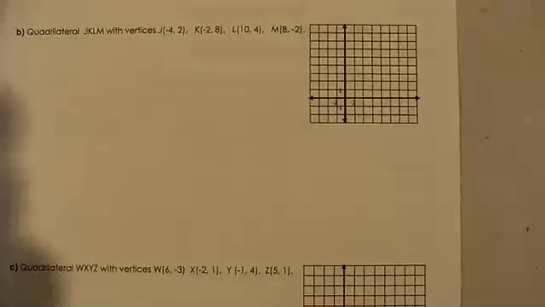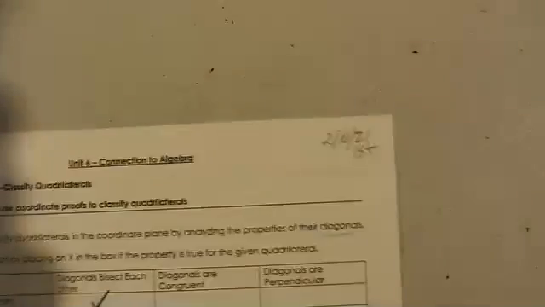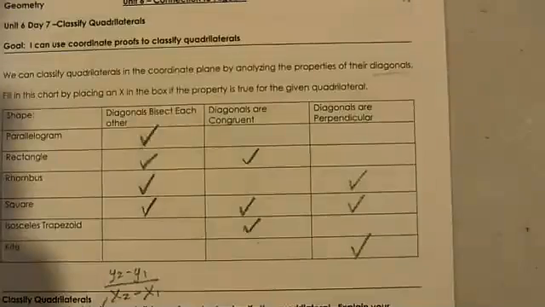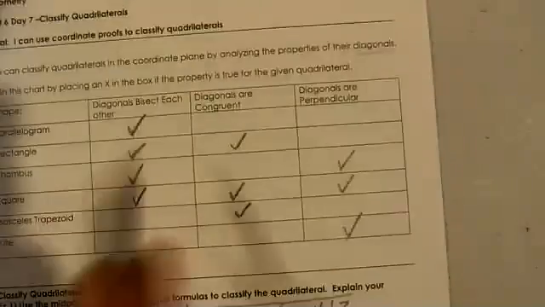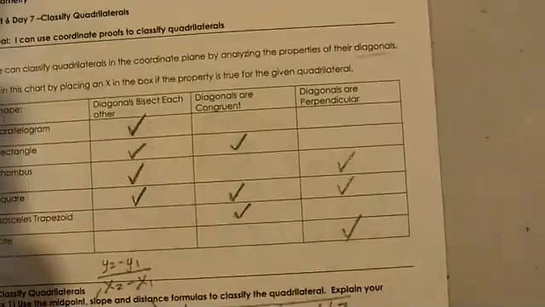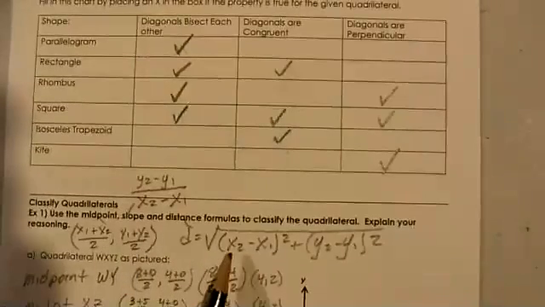So here we are starting the second day of coordinate proofs. First day we talked about our different shapes and each property that goes with those shapes. We talked about our formulas and we'll readdress those.